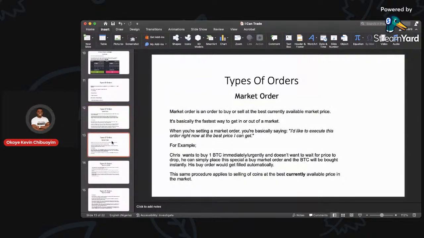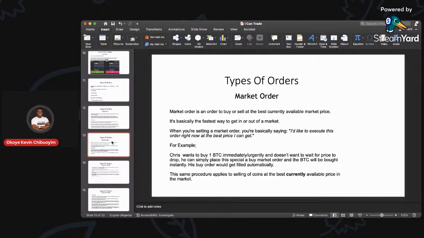Now, the next type of order we've got is called a market order. So this allows you to buy or sell at the currently available market price. As you could see from that chart or order book that we saw there, the current price of Luna there was 95 or $96. So if you are using market order, it means you are buying at $96. You want to buy at that current market price. So it's basically the fastest way to get in or out of the market. So when you are setting a market order, you're basically saying you would like to execute this order right now at the best price you can get.